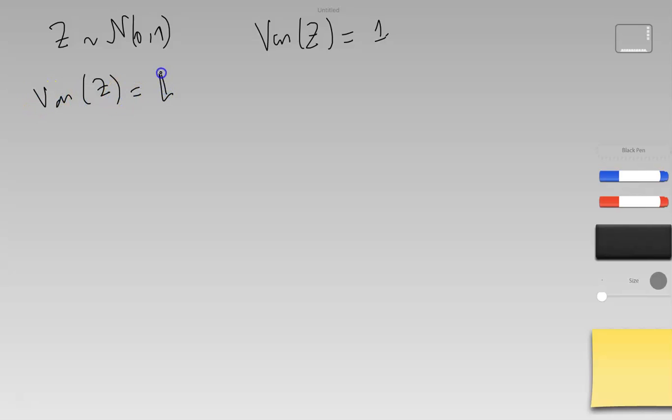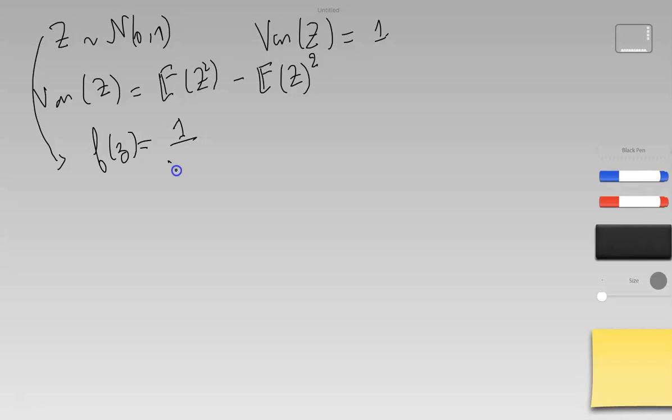We can write it as the expectation of Z squared minus the expectation of Z, squared. And this random variable has a density function equal to 1 over square root of 2 pi, exponential of minus z squared over 2. Okay, so if we want to compute the variance of Z, we need to compute the expectation of Z squared and the expectation of Z. First, the expectation of Z is equal to 0.